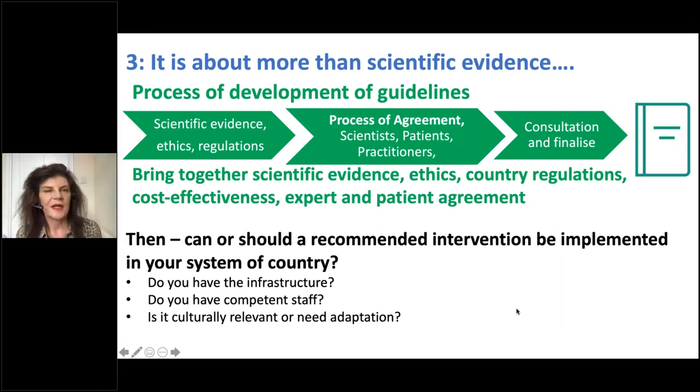Okay, the next point I'd like to make is scientific evidence is of critical importance, but this is about more than scientific evidence. And this is illustrated very well through the process of development of guidelines that may be used in countries or local areas, or indeed internationally. And what happens here is that scientific evidence is taken, the ethics are taken, regulations or rules may be taken, and that's all put together. And then there needs to be a process of agreement between the scientists, the patients, ideally, the practitioners, the clinicians, the doctors, etc. And then they pull all of that together into the guidelines, then hopefully consult on the guidelines and then finalise it. So it's about more than the scientific evidence. It's how all of that fits together and the interpretation of the scientific evidence.